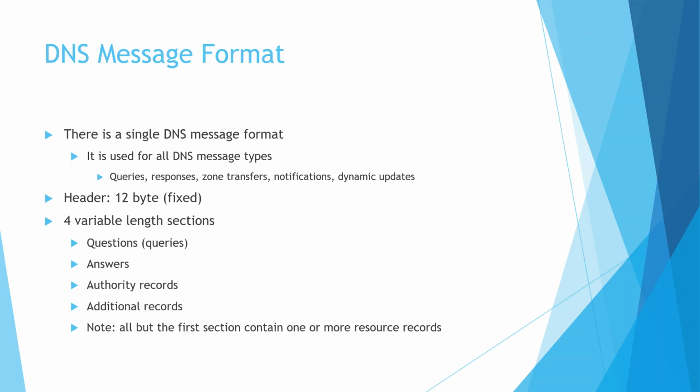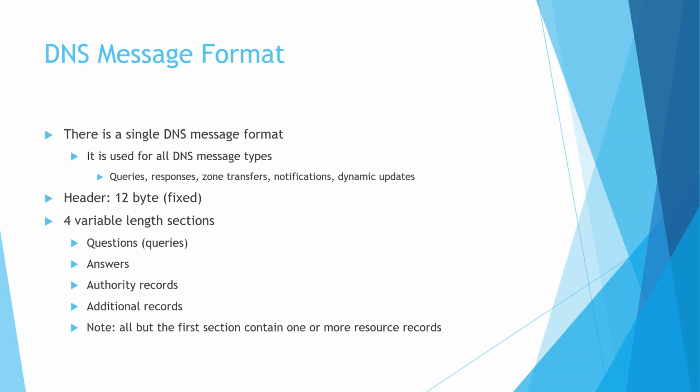So we have a header, and that's going to be 12 bytes. That's going to be a fixed size, so the header size is never going to change. However, we do have 4 variable length sections. The sections are going to be questions, which are queries, answers, authority records, and additional records. Also note that all but the first section are going to contain one or more resource records.